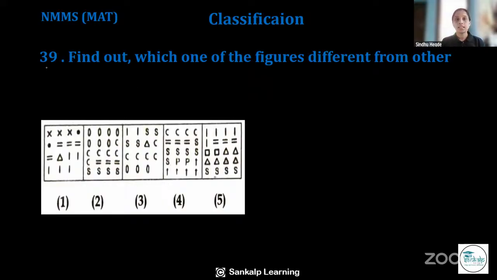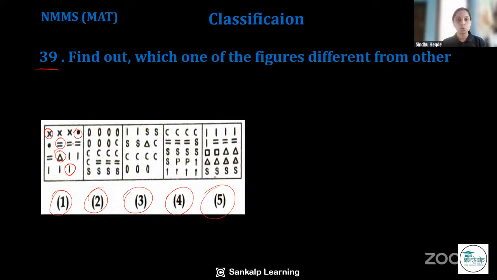Let us see question number 39 of the chapter NMMS Math, concept classification non-verbal. Find out which one of the figures different from other. So look at these figures. All these 5 figures contain different shapes. Number of shapes are arranged here. So let me count the shapes from figure 1. Figure 1 contains cross, dot, then equal sign, then a triangle and one vertical straight line.